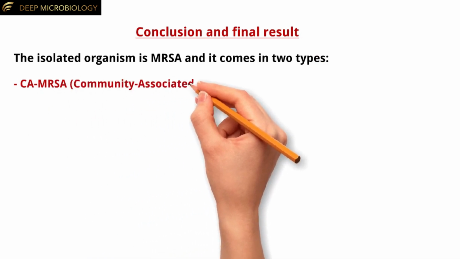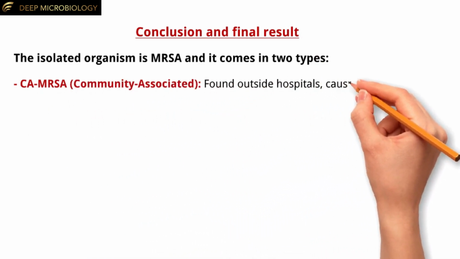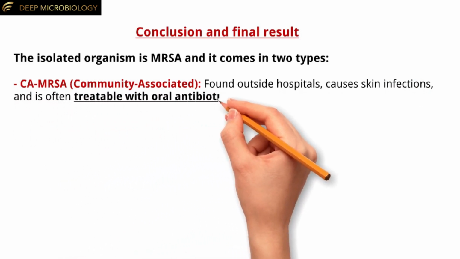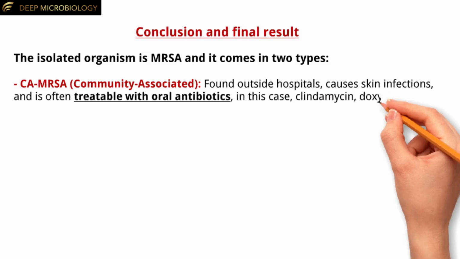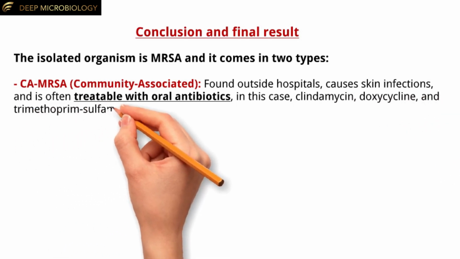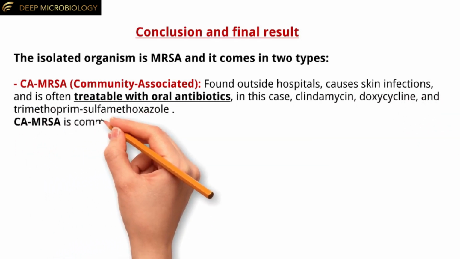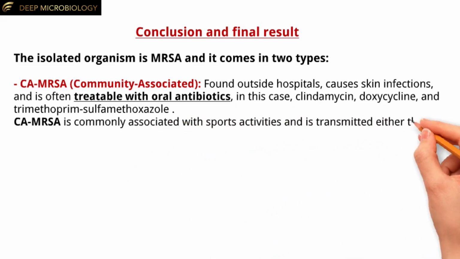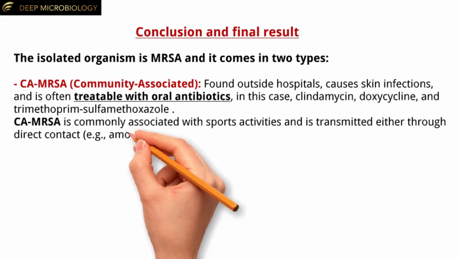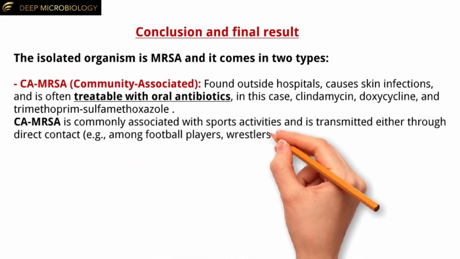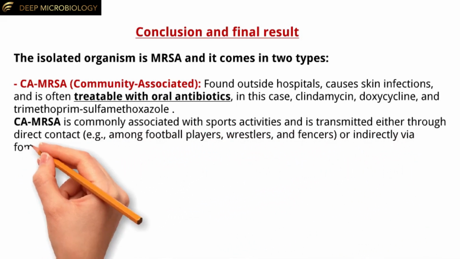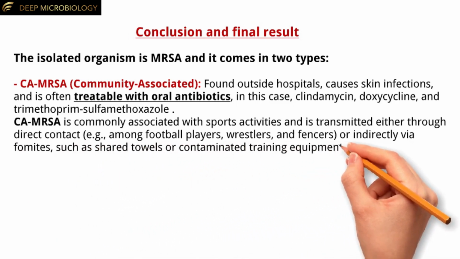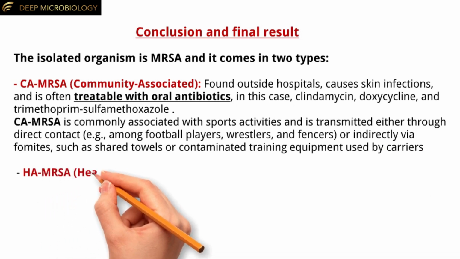CA-MRSA, community-associated, found outside hospitals, causes skin infections, and is often treatable with oral antibiotics. In this case, clindamycin, doxycycline, and trimethoprim-sulfamethoxazole. CA-MRSA is commonly associated with sports activities, and is transmitted either through direct contact, for example, among football players, wrestlers, and fencers, or indirectly via fomites, such as shared towels or contaminated training equipment used by carriers.